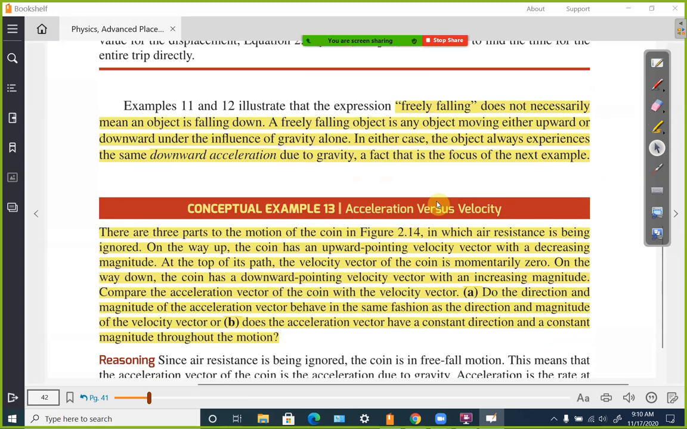Free falling does not necessarily mean an object is falling down. A free falling object is an object moving either upward or downward under the influence of gravity alone. In either case, the object always experiences the same downward acceleration due to gravity, a fact that is the focus of the next example. Okay.